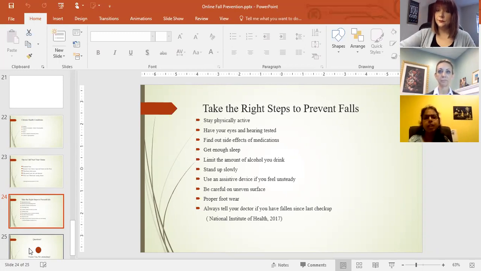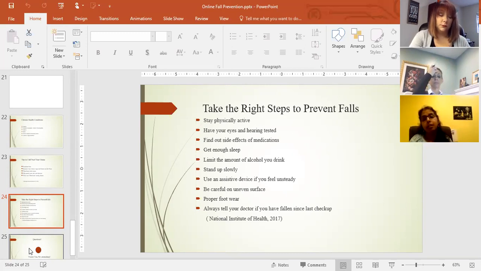And having your eyes and hearing tested. As we mentioned earlier, vertigo is because of the imbalance that happens in your middle ear. So make sure you get your hearing tested, and once you start having balance issues, talk to your doctor, get an ENT consult, let them make sure that there is nothing going on with your vestibular system that can cause you to fall.